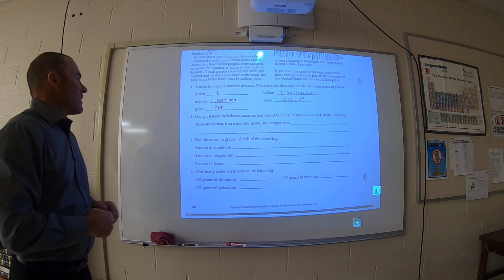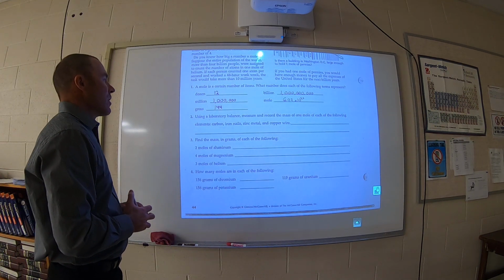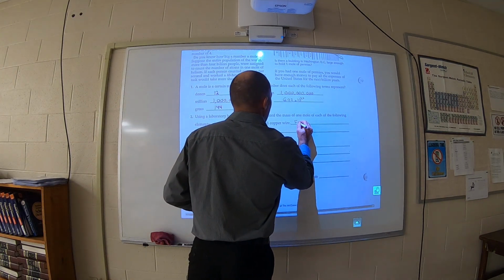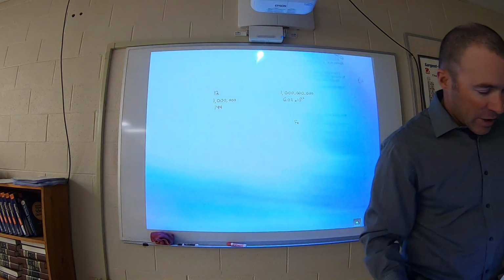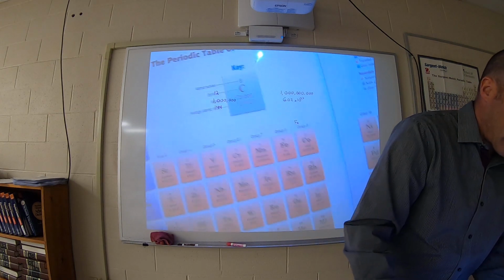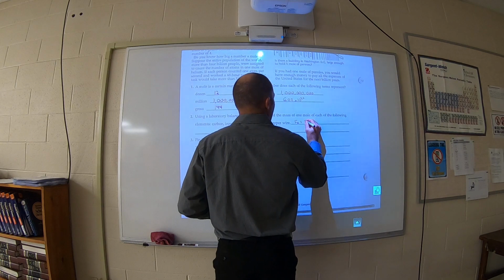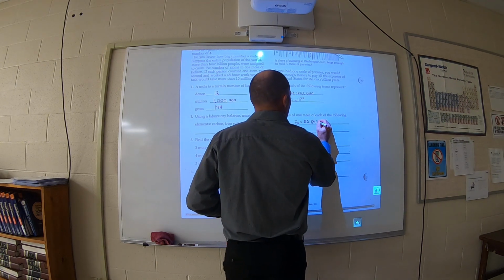Number 2, it says using a laboratory balance, measure and record the mass of 1 mole of each of the following elements: carbon, iron, zinc, and copper. So iron, we're going to have to look at the periodic table. And you can see iron has an atomic mass of 55.845. So iron's, the mass of 1 mole is 55.845.